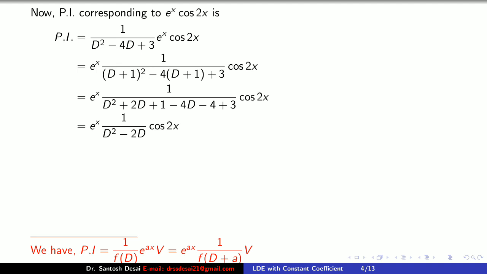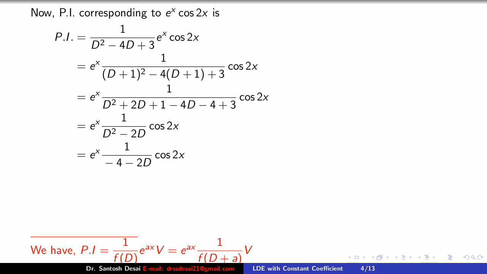Now we know the method to find the particular integral for cos 2x. The procedure is we have to replace D² by −a². Here the value of a is 2, so we replace D² by −4. Therefore we get e^x into 1 upon (−4 − 2D) into cos 2x.